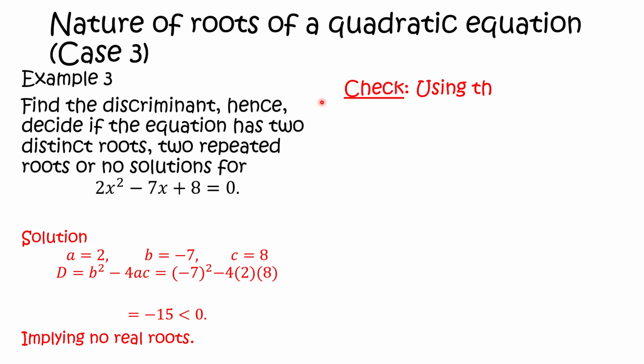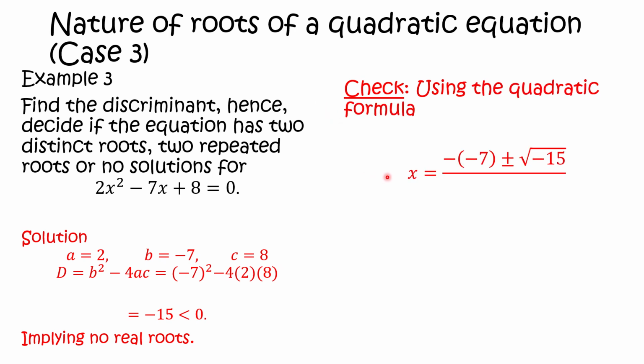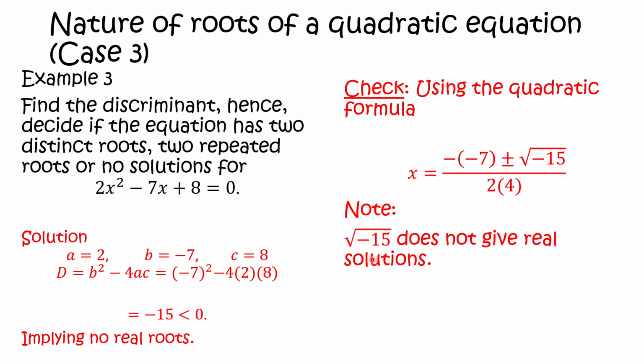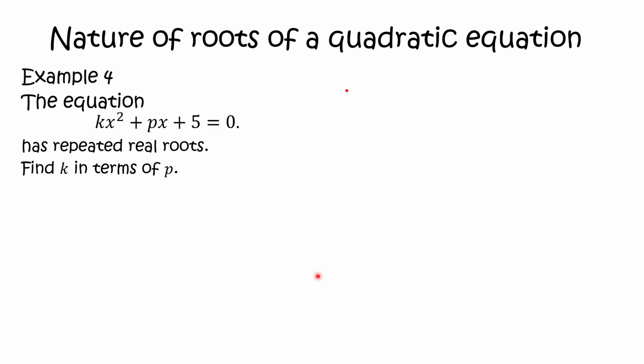Let's check this. Checking this using the quadratic formula. Substituting for the discriminant, which is minus 15, which we computed before, the one that goes in the square root sign, and substituting for the other values, we are going to note that the square root of minus 15 does not give real solutions at all. Therefore, we don't have any solutions for that particular problem.